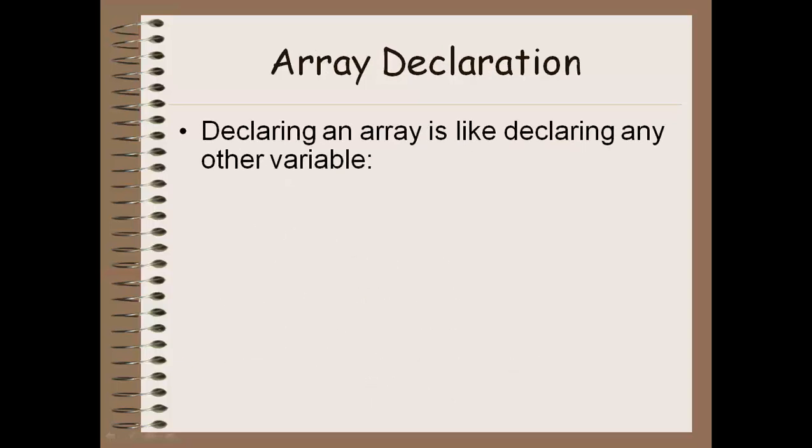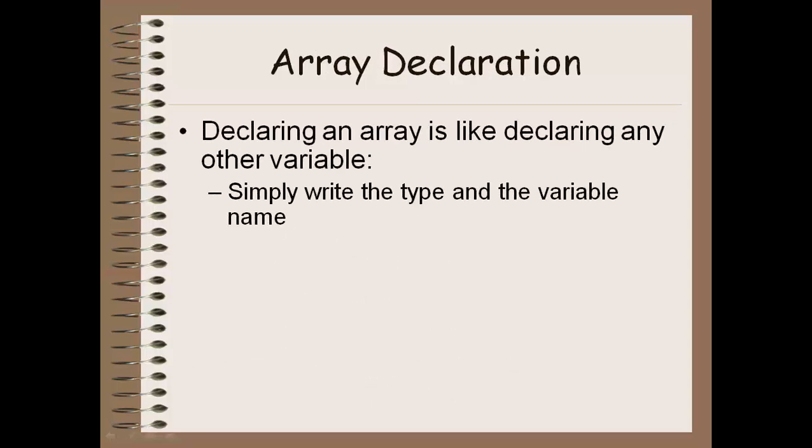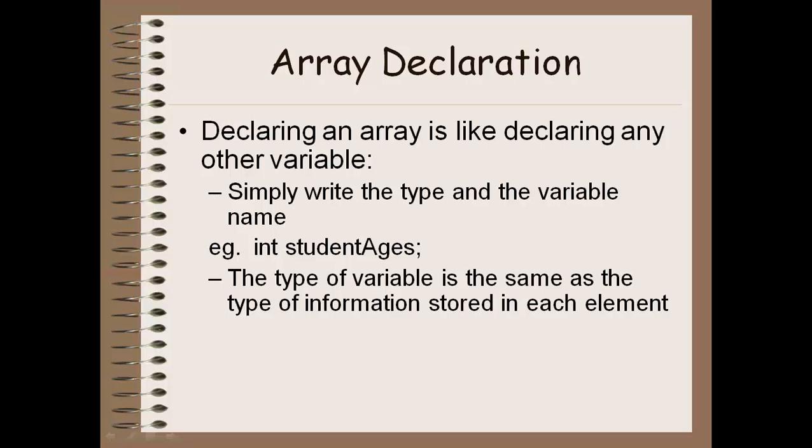So to declare an array is like declaring any other variable. All we have to do is write the type of information that I'm going to store in the array and the name of the array. So like this, int studentAges.